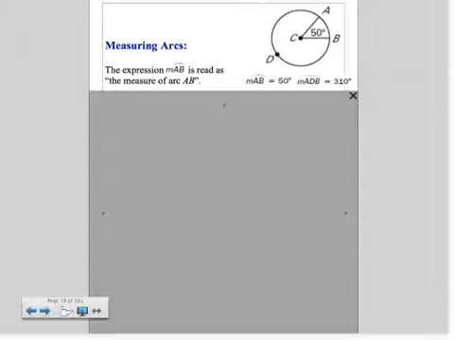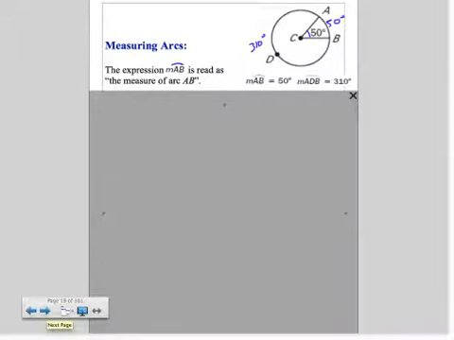Okay, so we're going to use a lot of these ideas now as we go through the notes here. All right, so the expression m of arc AB, with a little part of a circle over the top, is read as the measure of arc AB. So if I want an arc, all I do is use the two letters and then put the little arc symbol on top. Okay, so the measure of arc AB here, since this central angle is 50, this arc measure is 50 degrees, which makes the other one 310, since again 360 minus 50.